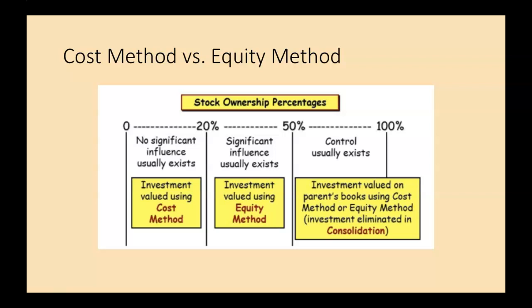And if you have between 20 and 50%, because you have that significant influence, you change up how you value these investments, and we use what's called the equity method.